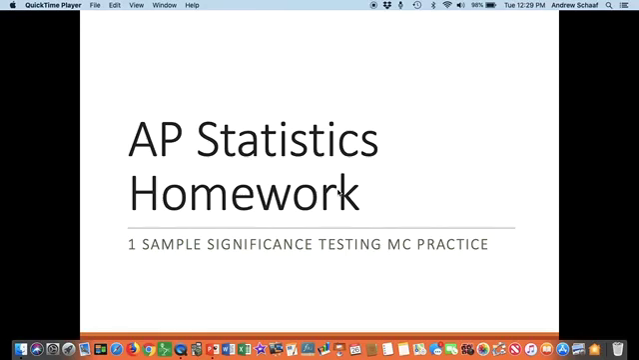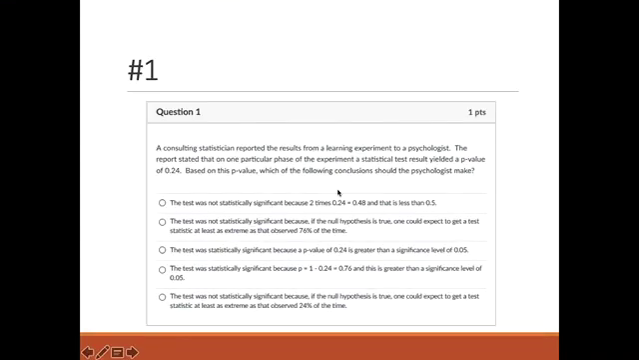Here are the solutions to the one sample significance testing multiple choice practice questions. So in the first question, based on this p-value, you're supposed to make a conclusion, but that p-value is a huge p-value. So we're not going to be rejecting the null hypothesis here. We're not going to be getting a statistically significant result.